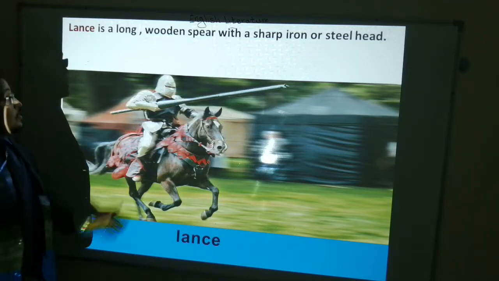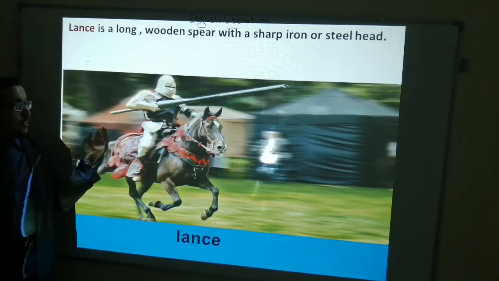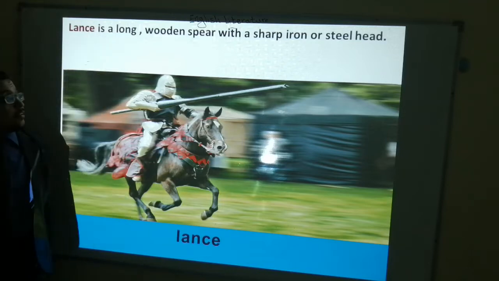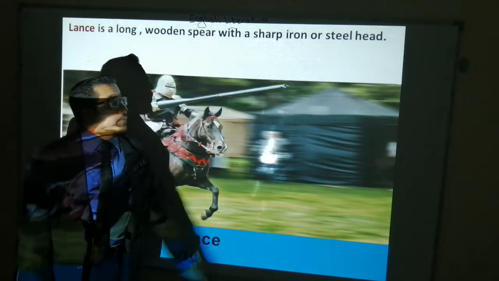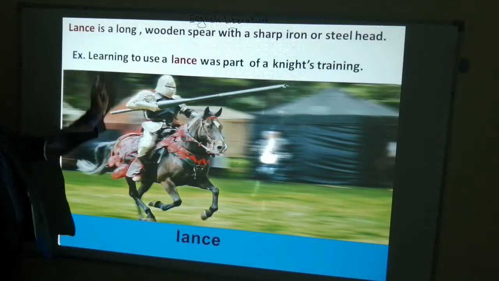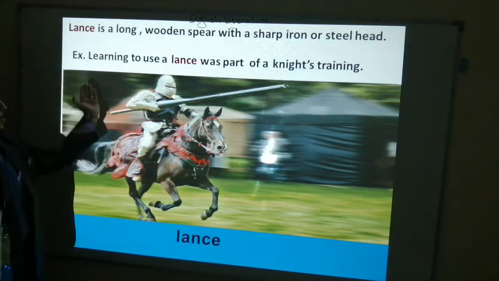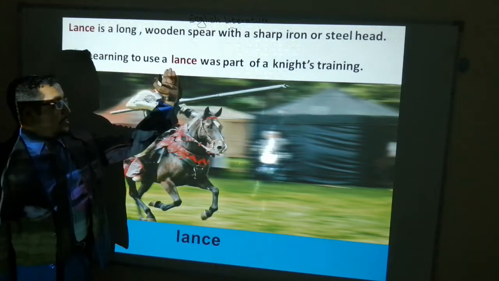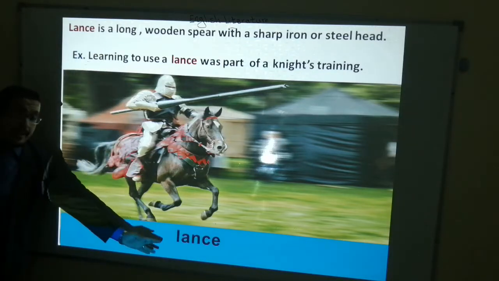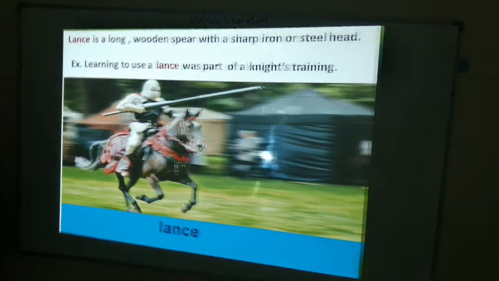Lance, what does it mean? It is a long wooden spear with a sharp iron or steel head. This is called a lance. For example, learning to use a lance was part of a knight's training. Again, lance.